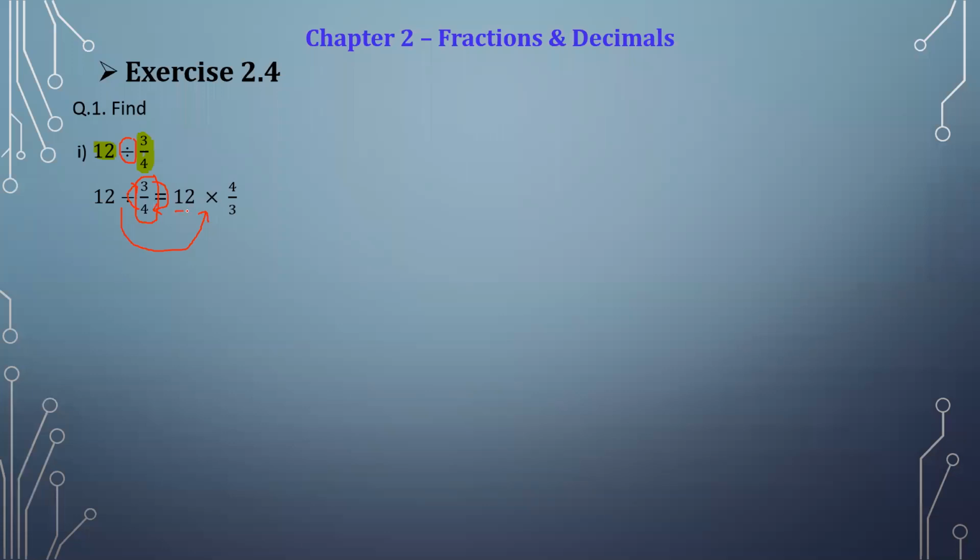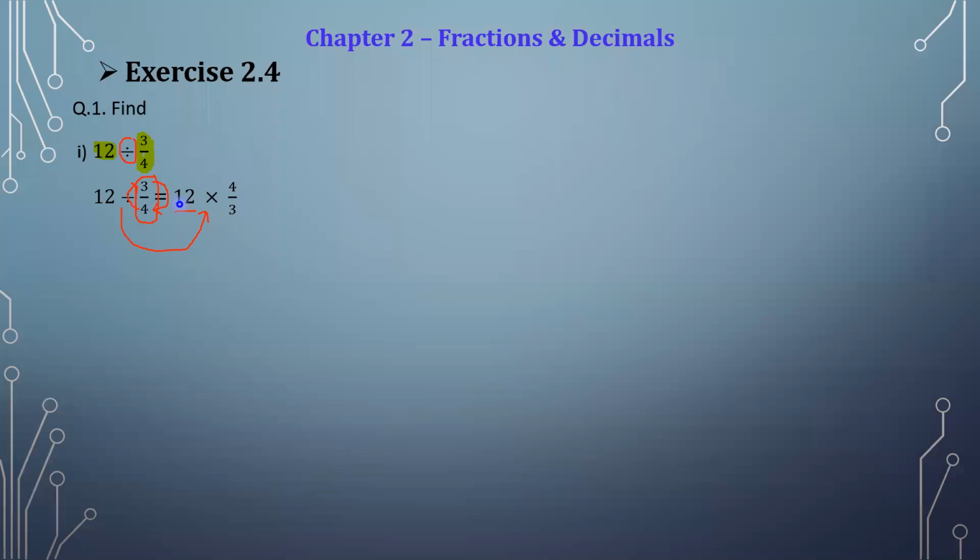Now, after taking the reciprocal and replacing the division sign with the multiplication sign, the final step is that 12 will remain as it is. That means the first number will remain as it is. Then you have to take the reciprocal of the second number, whether it is a fraction or a whole number. Here the second number is a fraction, so I took the reciprocal of 3 upon 4 by changing the positions, and after changing the positions I got 4 upon 3.